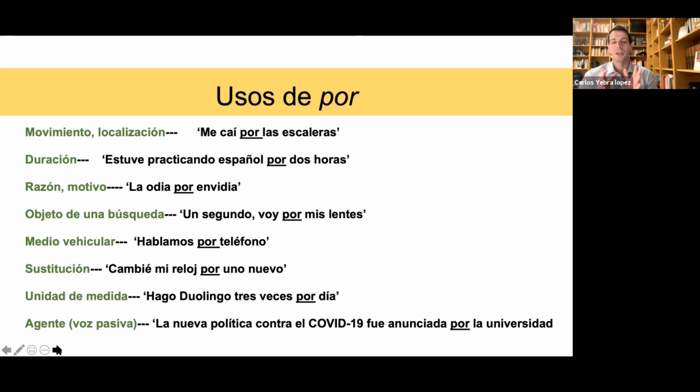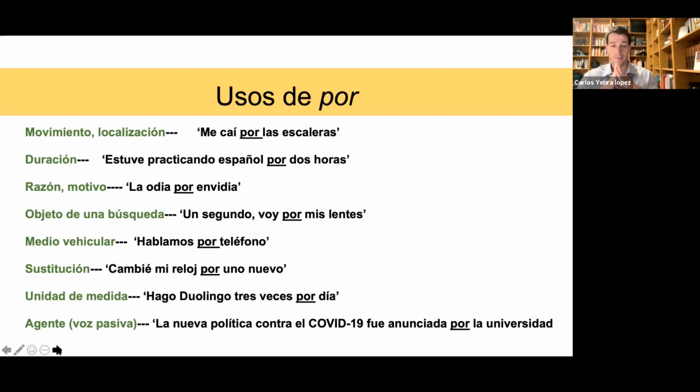Here, very important, we use por also to express razón or motivo, to express the reason why something happened, the cause. So, la odia por envidia. He or she hates her because of jealousy. Jealousy is the reason why she is hated. We also use por to express the objeto de una búsqueda, meaning that which we're looking for. For instance, un segundo, voy por mis lentes, meaning just a second, I'm going to look for my glasses.